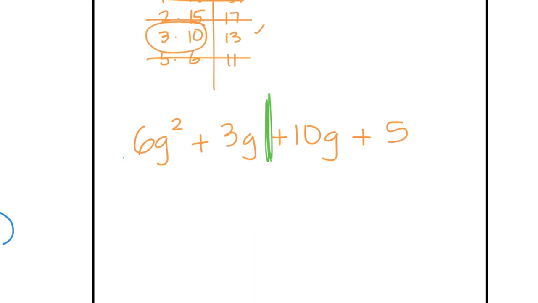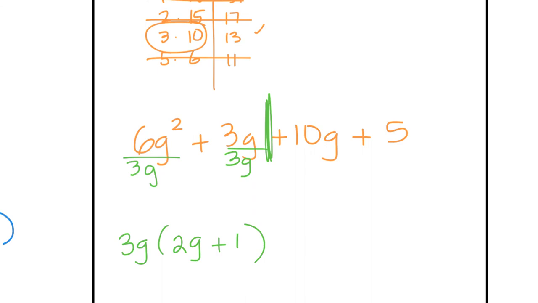So on this first side, they both have g's, so I'm going to divide by that. But also 6 and 3 are both divisible by 3. So 3g on the outside. Let's do our dividing. 6 divided by 3 is 2g. And over here, 3 divided by 3 is 1.